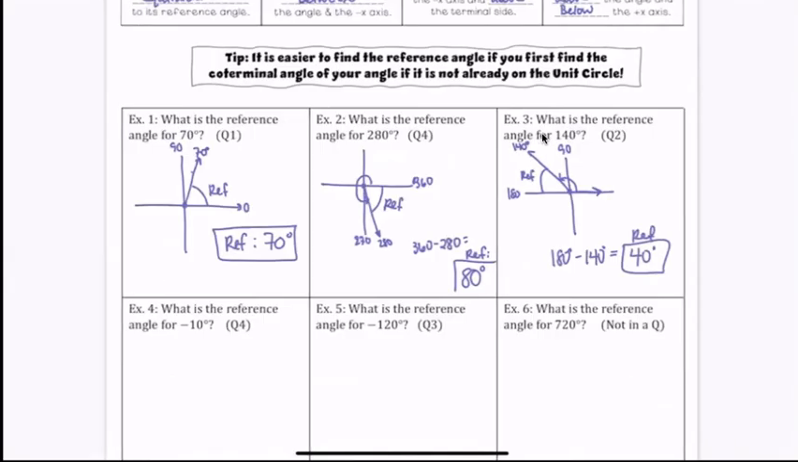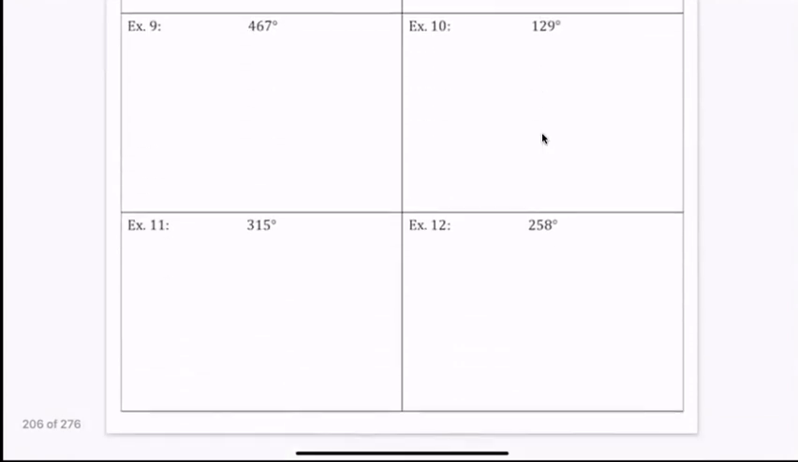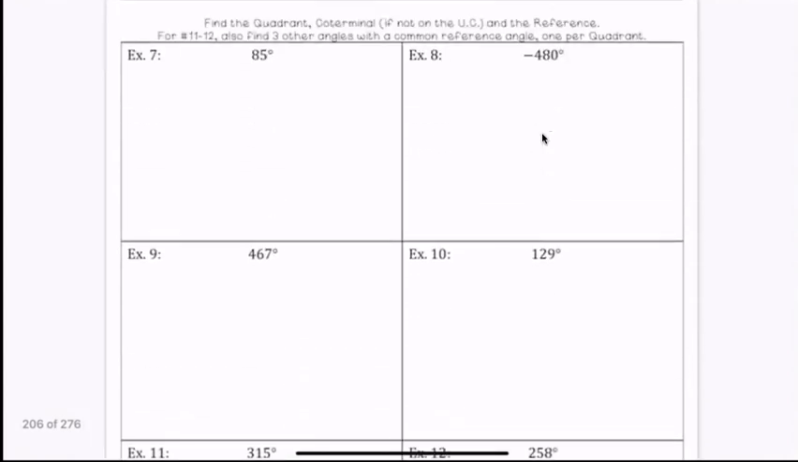Good, okay. So ignore 4, 5, and 6 for a second. Those are a little harder. Go over to the next page, and you're going to do 7 and 10. And then when you're done, go ahead and unpause to come back and check your answers.